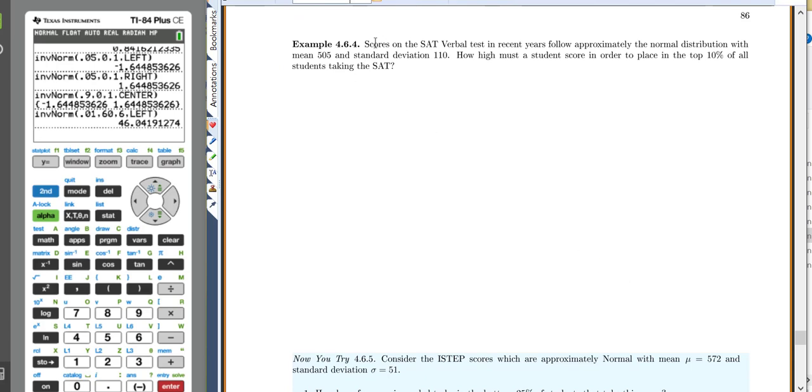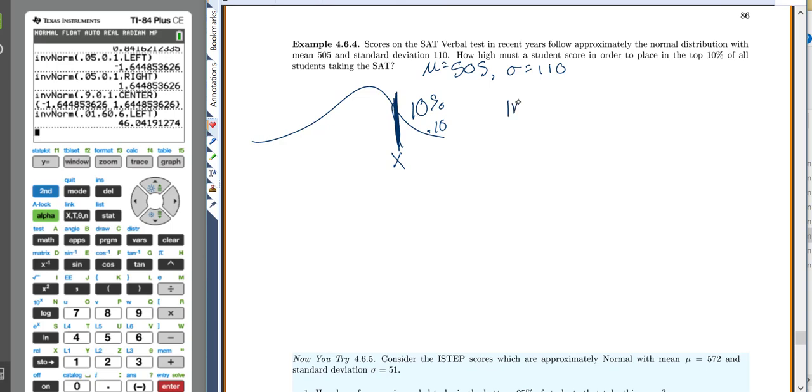See another one. Scores on the SAT verbal test in recent years follow approximately the normal distribution. That means we can do our normal curve with a mean of 505, so mean equals 505, standard deviation equals 110. How high does a student have to score to be in the top 10%? So it's telling us this is 10% or 0.10. And we want to find the score value that divides you into that top 10%.